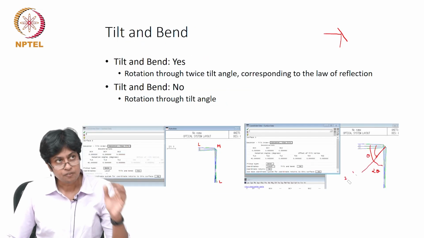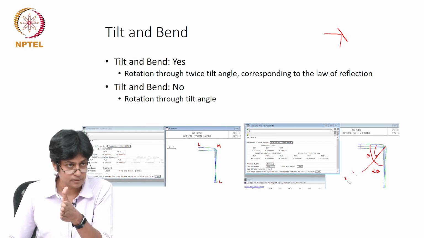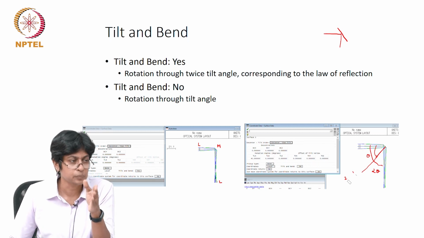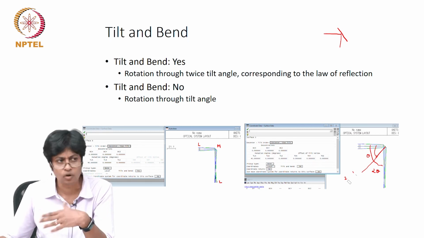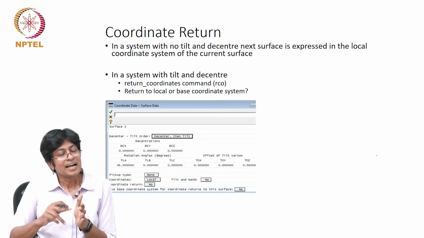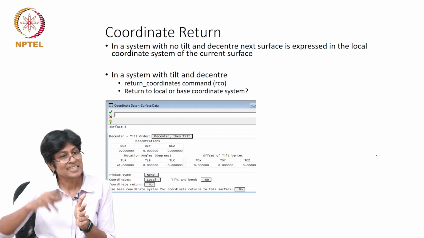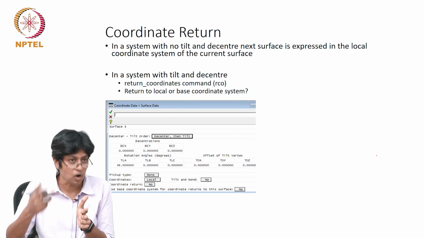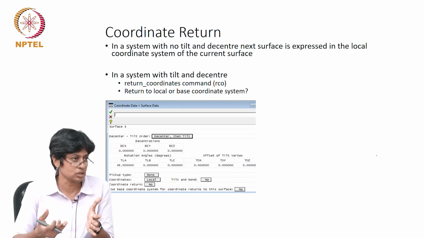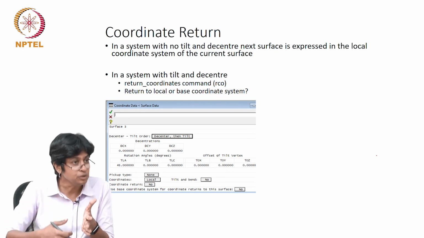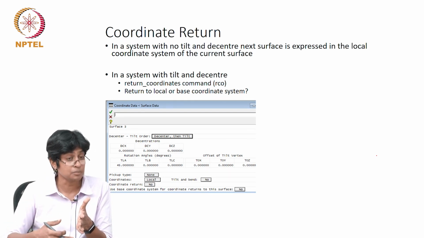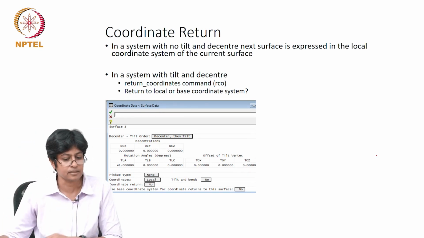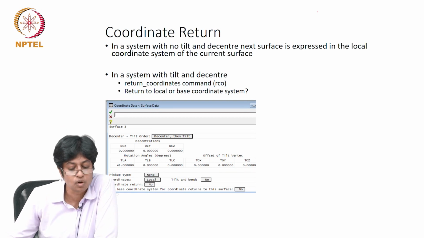Now, if I have different surfaces and I at one surface enter some coordinates which cause a tilt and a decenter or any one of those operations, I now need to decide, does the next surface follow the local coordinate system of this surface or not? And I must have some way of telling OSLO, please follow this new tilted decentered coordinate system, or please follow some other coordinate system. Okay, maybe the untilted, undecentered. So the operation that carries that out is called the coordinate return.